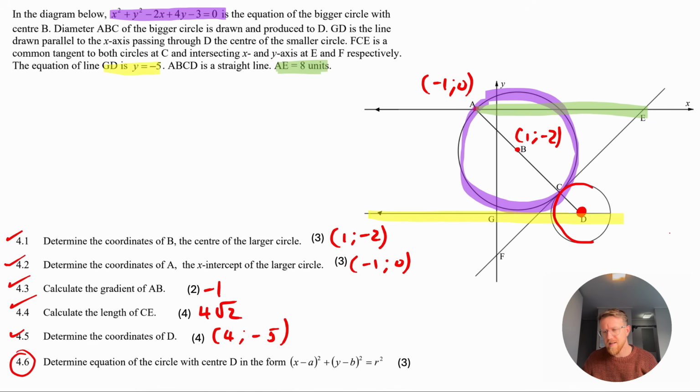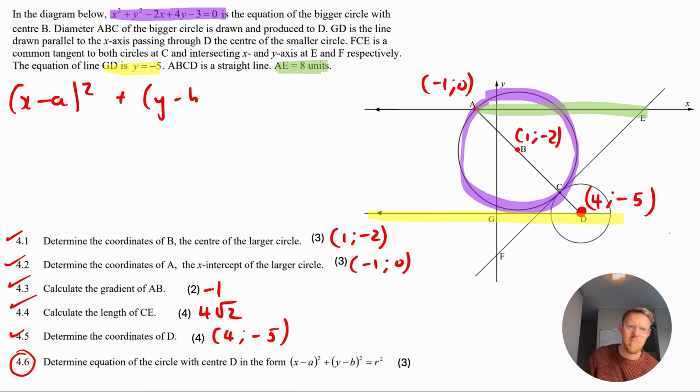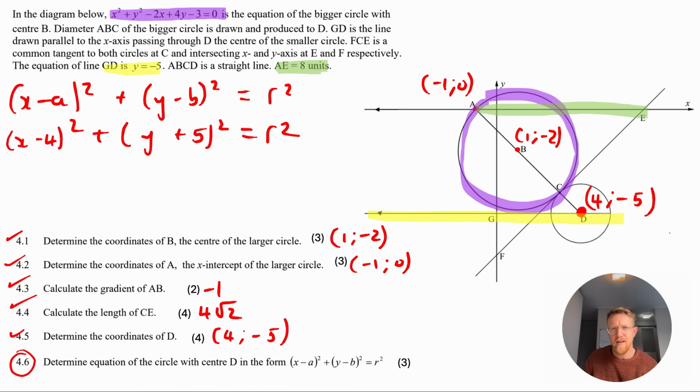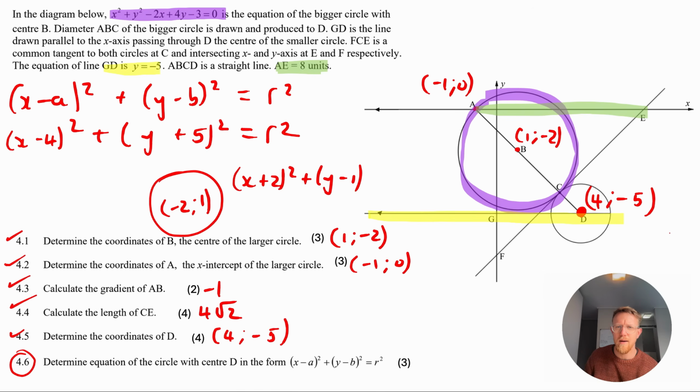Oh, okay, so that's this part over here. So we know the coordinates of D are 4 and -5. So if we know a circle's equation is this, then we can easily say x minus 4 and then y plus 5. Remember, it'll become a plus because it's always the opposite of what we have when we're doing a circle's equation. So for example, if you have a circle that is at -2 and 1, then your circle's equation becomes x plus 2 and y minus 1.